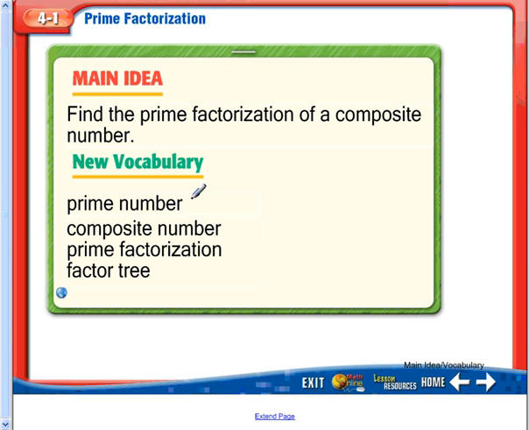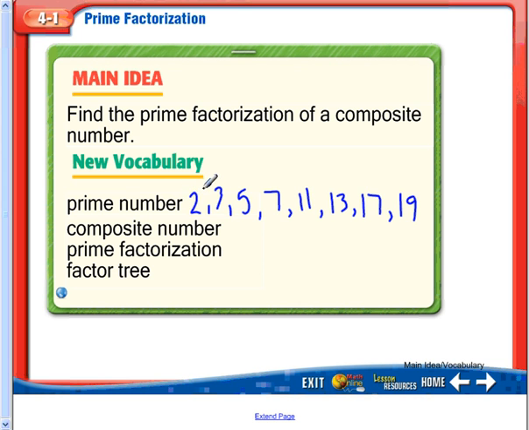Examples of prime numbers are 2, 3, 5, 7, 11, 13, 17, and 19. These numbers will continue, but as we talk about each one of them, the only factors that each of these numbers has is 1 and itself.